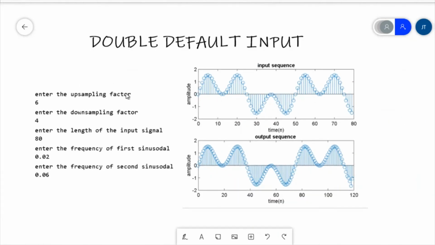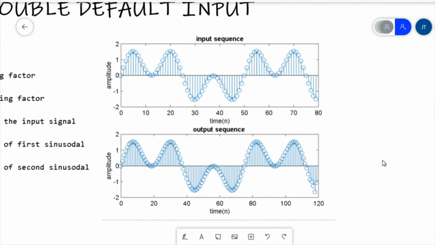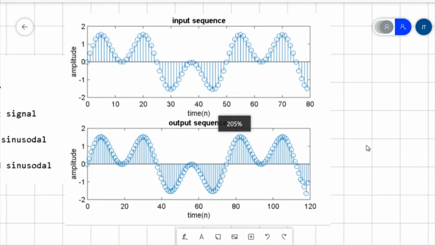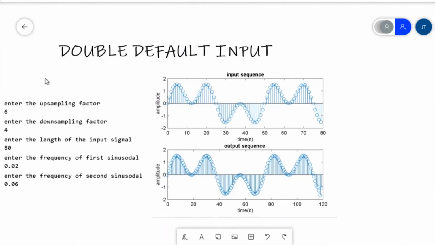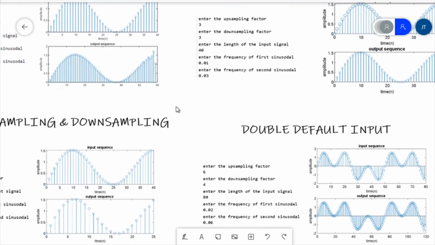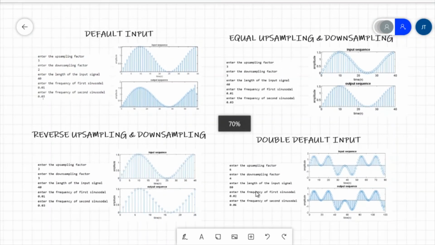Last is a double default input, or doubling the given input. We have upsampling factor value of 6 and downsampling factor value of 4. And just like the first instance, you can clearly see that the output sequence has more sampling rate and the length is longer. And that is it for the simulation of our laboratory activity number 15.